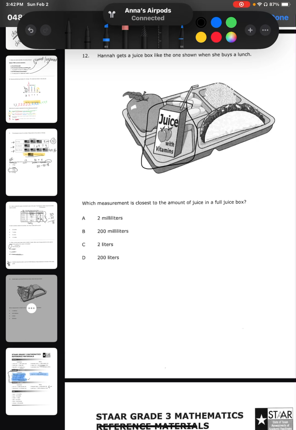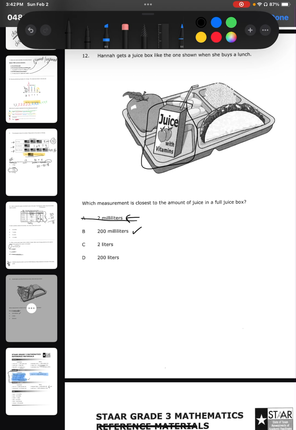Which measurement is closest to the amount of juice in a full box? We have all had these little juice boxes. They're not very big. So let's look at our answer choices. 2 milliliters, that would be like 2 drops. Are there just 2 drops in that box? No. 200 milliliters, that could be correct. If we put 200 drops in there, that might fill that up.